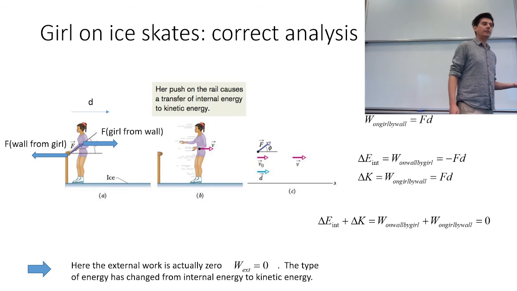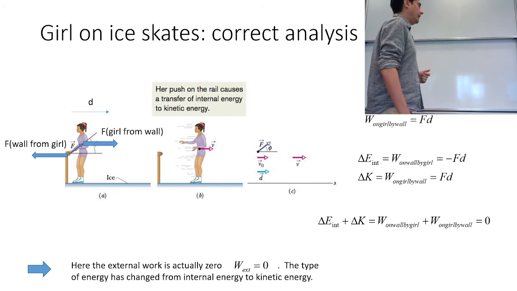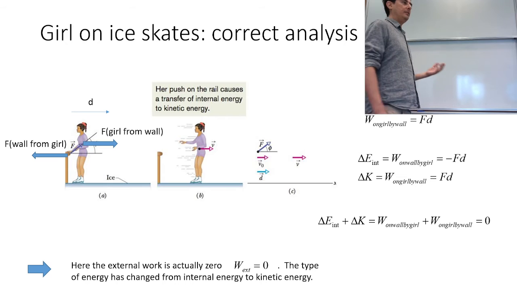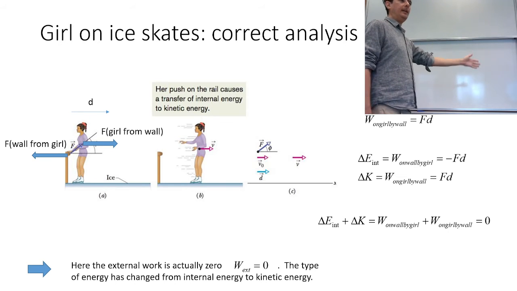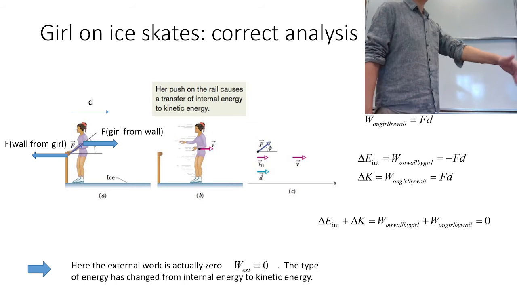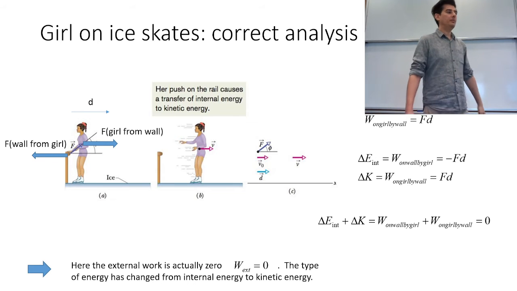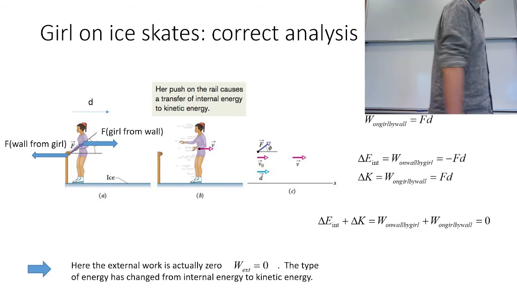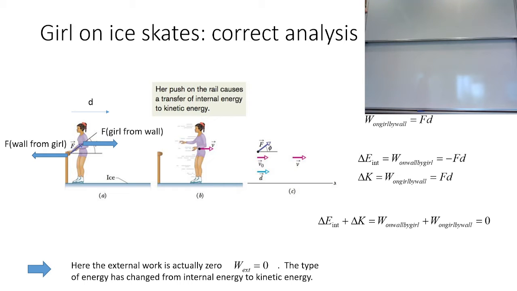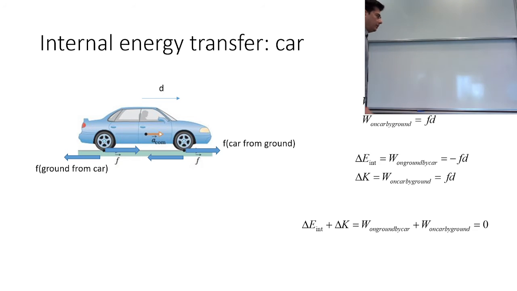So this is the idea of internal energy, and essentially you can think of it as another bank account for energy. We've been looking at kinetic energy, potential energy, and thermal energy, but we should also think about internal energy, which is the energy coming from the inside, your body. For this example, another example is a car.